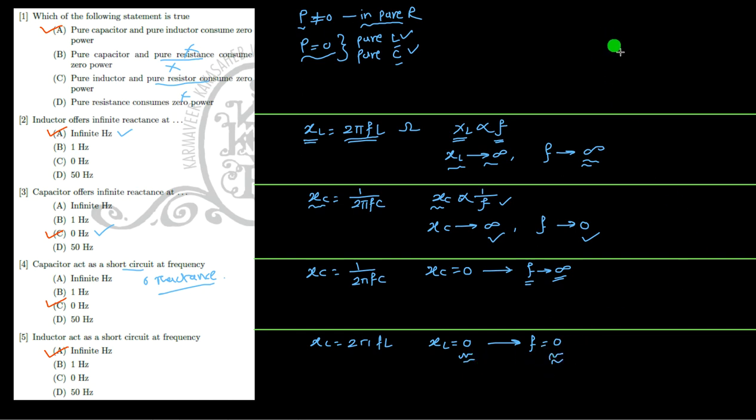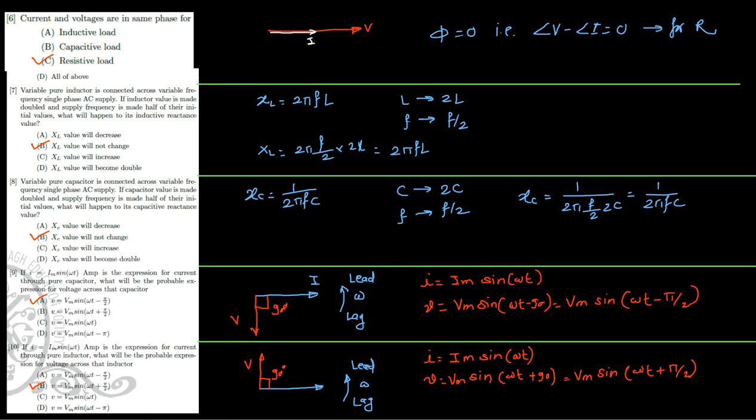Okay, so from this slide you remember two important relations: XL is equal to 2 pi FL, and XC is equal to 1 upon 2 pi FC. XL is always taken as plus jXL, and XC is always taken as minus jXC. Hope you understood all this information. So let me move to the next slide.